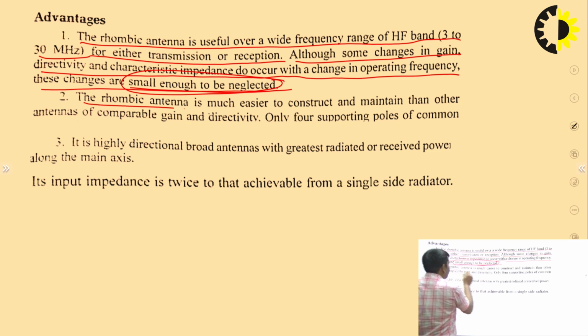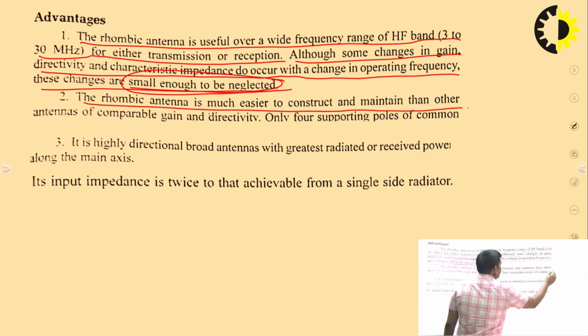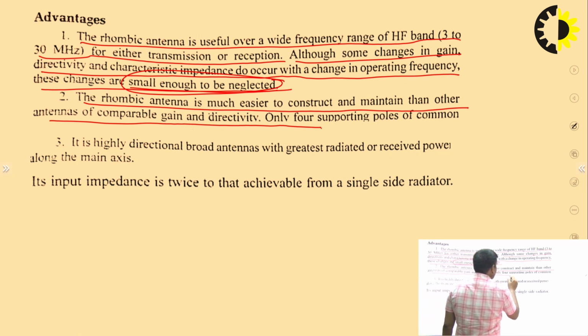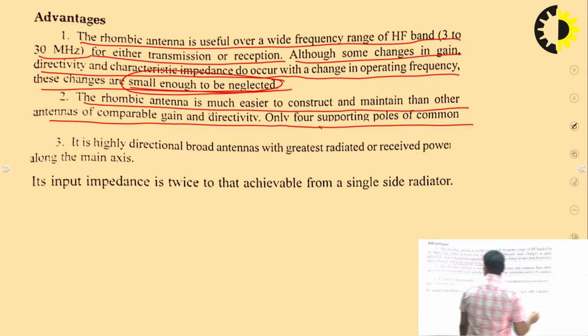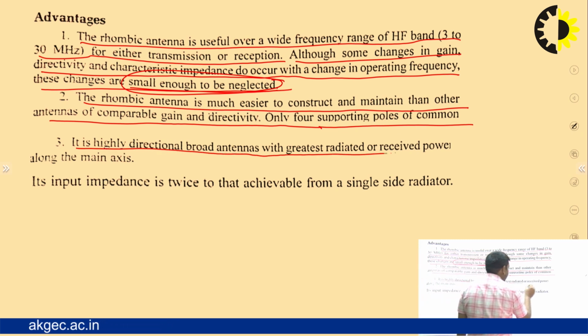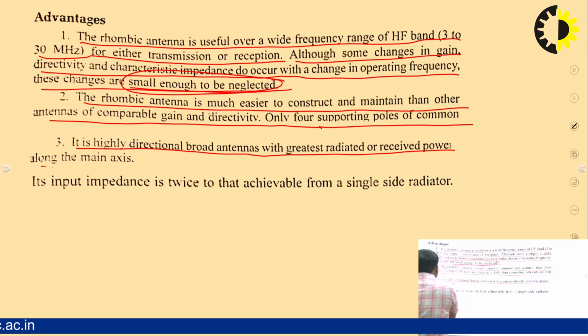The rhombic antenna is much easier to construct and maintain than other antennas of comparable gain and directivity, requiring only supporting poles. If you want to design a high gain, high directivity antenna, we suggest this rhombic antenna over a wide frequency range of 3 to 30 megahertz. It is a highly directional and broadband antenna, with the greatest radiated or received power along the main axis.